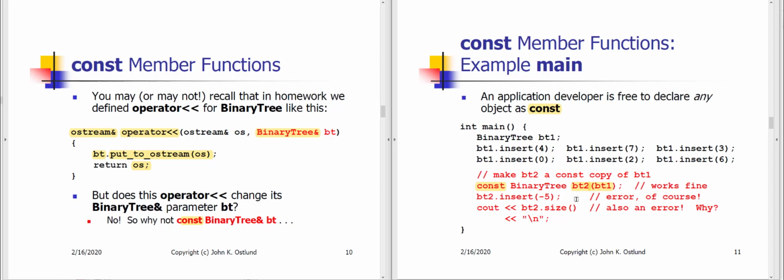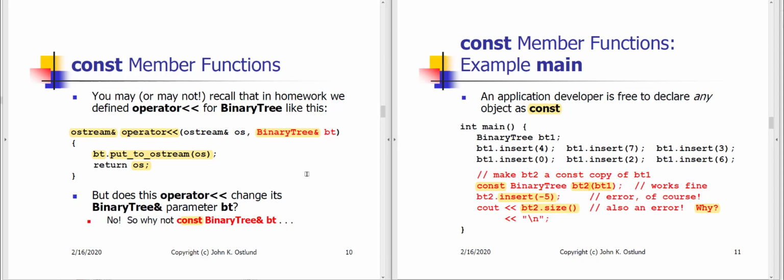because we have said that bt2 is a const, we have initialized bt2 in its declaration, and once it's been initialized, it can never change. So it makes sense that bt2.insert minus 5 should fail. We have declared that bt2 is a const, insert modifies the object, and therefore insert of minus 5 into bt2 should fail. But if we ask what the size of bt2 is, we're also, at this point, going to get an error because the compiler doesn't understand that the size member function is not going to change the binary tree.